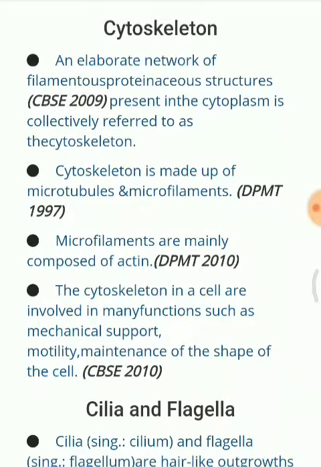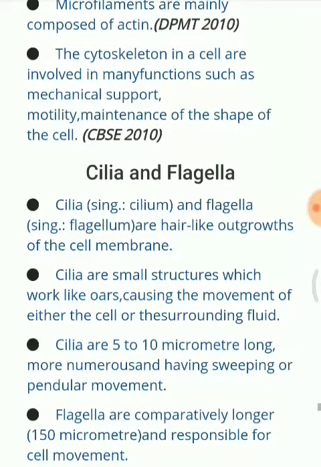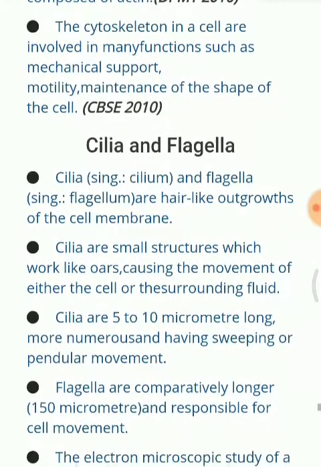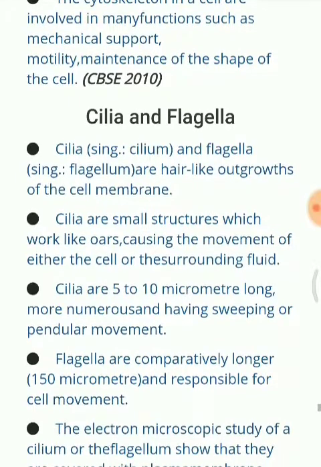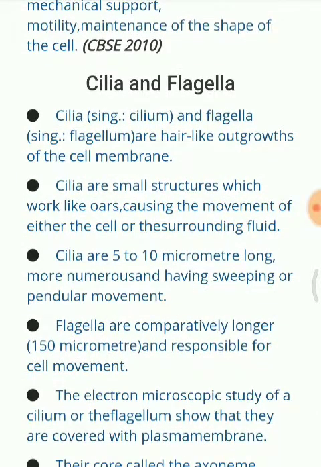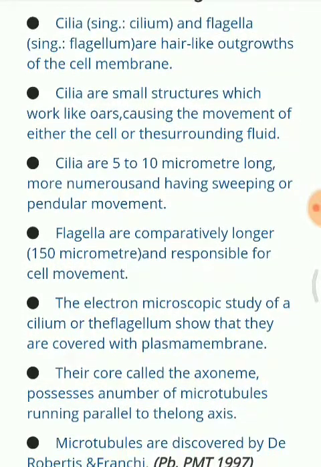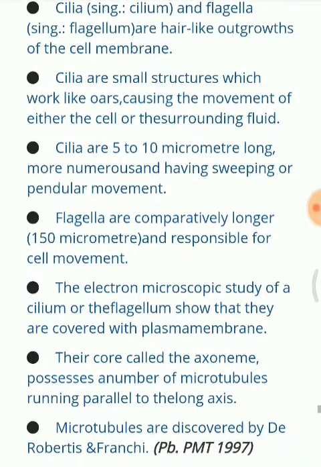The cytoskeleton in a cell is involved in many functions such as mechanical support, motility, and maintenance of the shape of the cell. Cilia and flagella, singular flagellum, are hair-like outgrowths of the cell membrane. Cilia are small structures which work like oars, causing the movements of either the cell or the surrounding fluid. Cilia are 5 to 10 micrometer long, more numerous, and have sweeping or pendular movements. Flagella are comparatively longer, 150 micrometer, and responsible for cell movement.